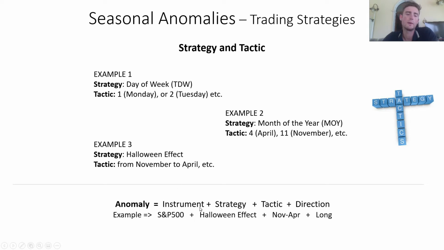Instead, what is an anomaly? An anomaly is composed of 4 components: an instrument, a strategy, a tactic, and a direction. For example, S&P 500, Halloween effect, November, April, and long.